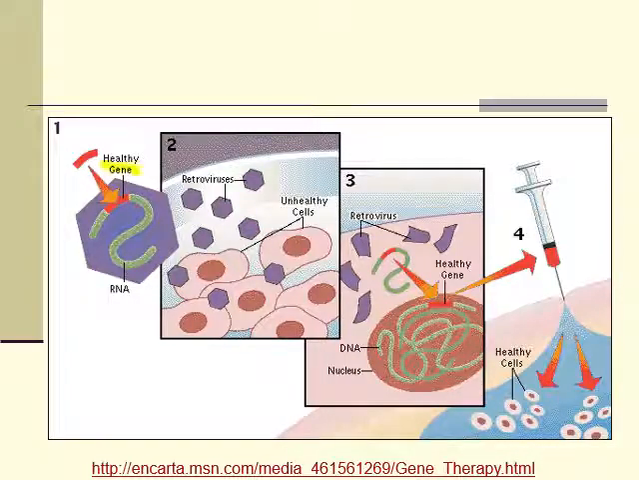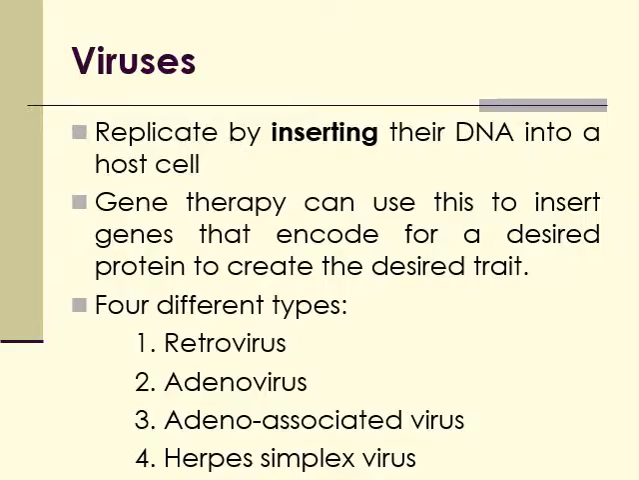So a healthy gene was inserted in a virus. For example, this is a retrovirus. Then we have here the unhealthy cells. The retrovirus will deliver the healthy genes to the affected cells. Viruses replicate by inserting their DNA into the host cell. So gene therapy can use this to insert genes that encode for a desired protein to create the desired trait.